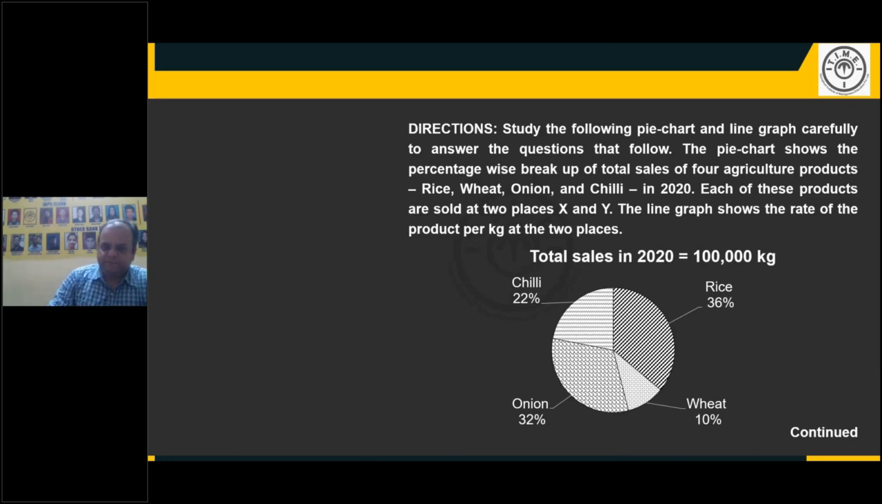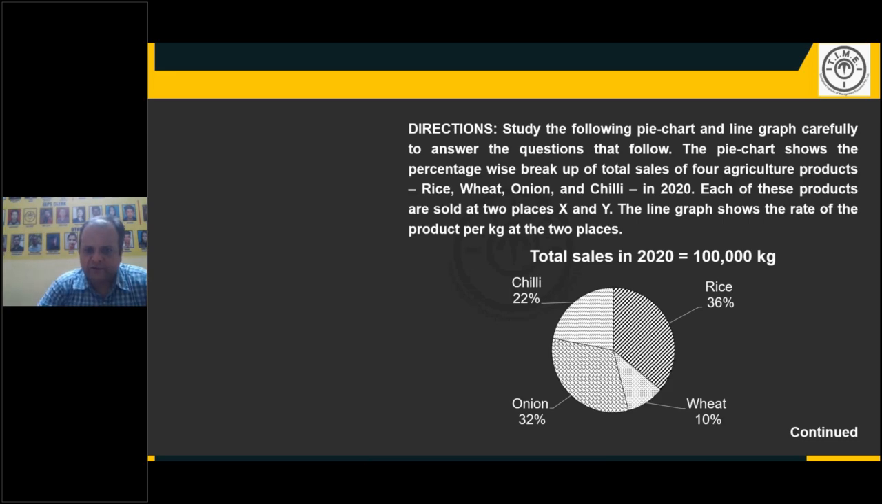Now look at this data. This data would also be along with the questions, but just go through this data. The pie chart shows the percentage-wise breakup of total sales of 4 agriculture products: rice, wheat, onion, and chili in 2020. All right. Each of these are sold at two places, X and Y. So there are 4 products, 1000 kgs. Percentage breakup has been given, and they are being sold at 2 places. So rice will also be sold at X and Y. Chili, wheat, onion, all are sold at X and Y.